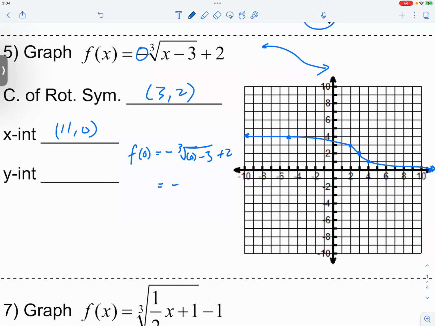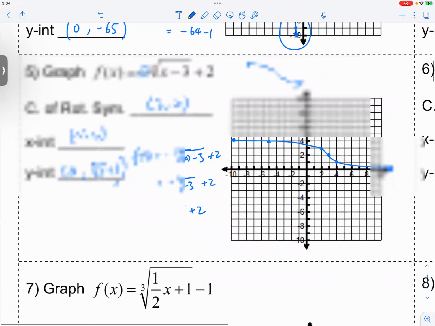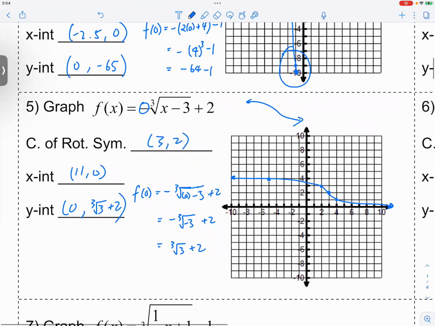Okay, so we have negative cube root of negative 3 plus 2, and then cube root of 3 plus 2. These two negatives can be canceled out. So that's how we can have a cleaner look. So cube root of 3 and then plus 2. And that is it.